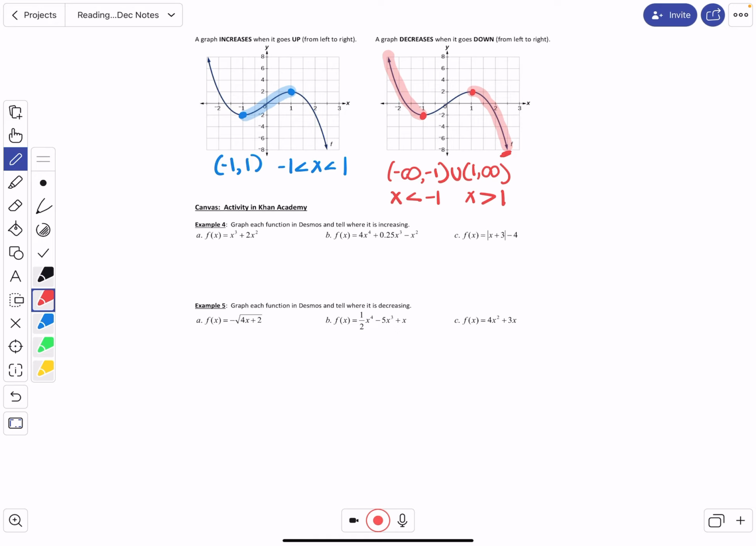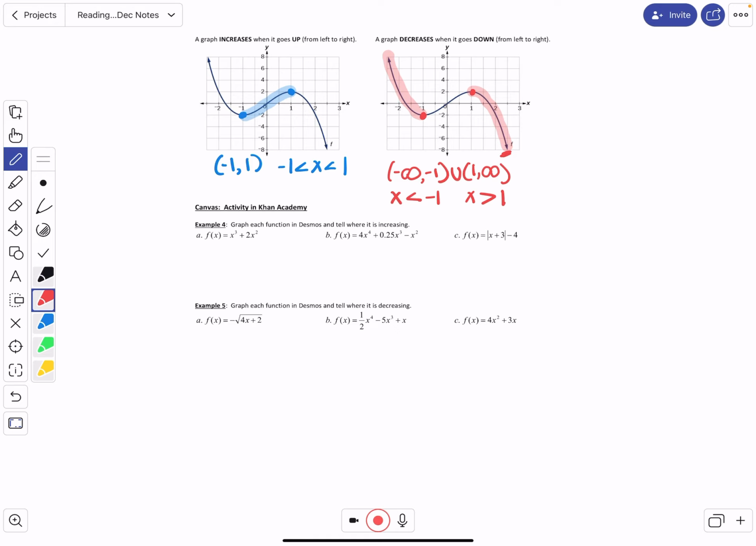If you wanted some more practice for multiple choice questions, you could go to Khan Academy. If you just did a search in your Google bar for increasing and decreasing Khan Academy, you could do some practice there.